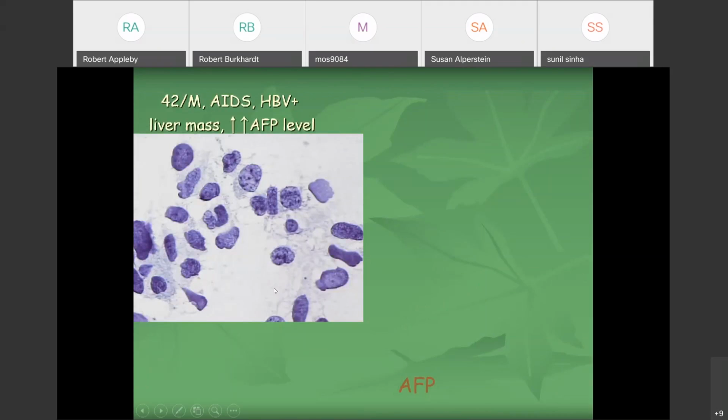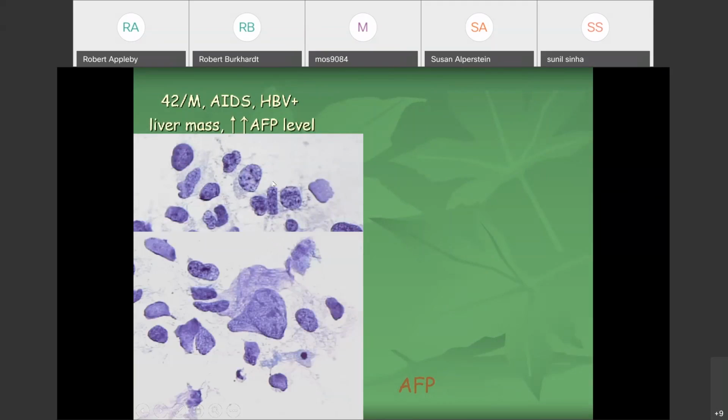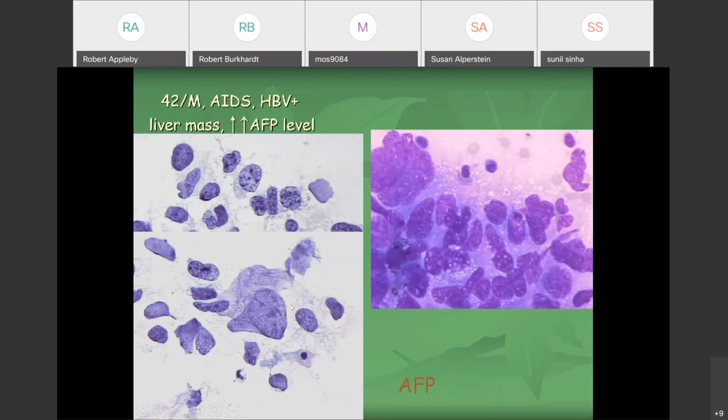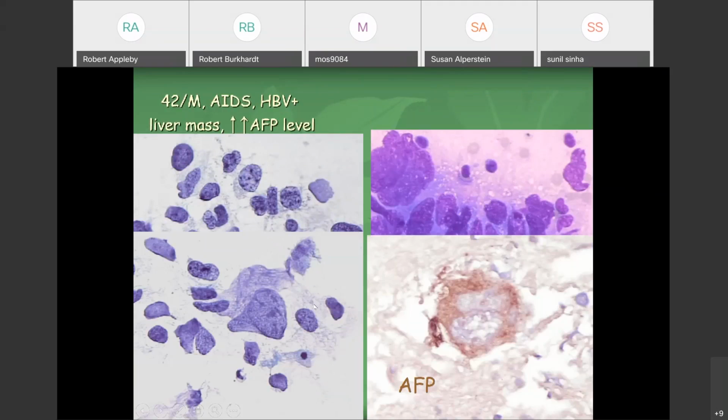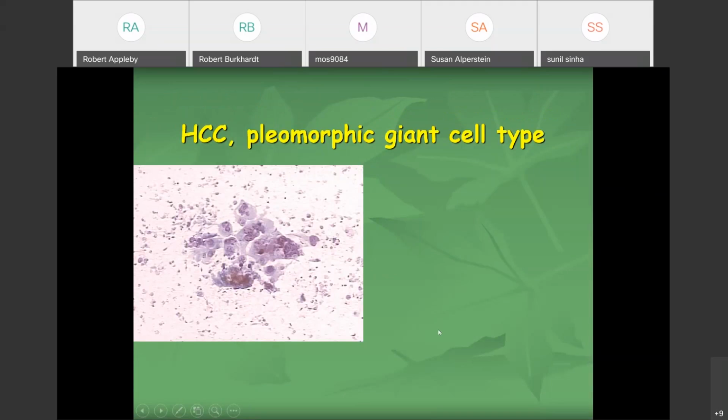And I have an AIDS patient with a case that doesn't fit with any of these patterns, but very high alpha fetoprotein level. See, look, fully differentiated. It's positive for alpha fetoprotein. This is another presentation. And another is pleomorphic giant cell type.